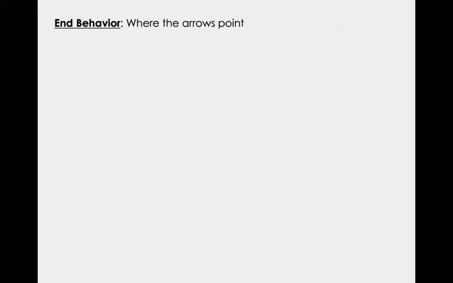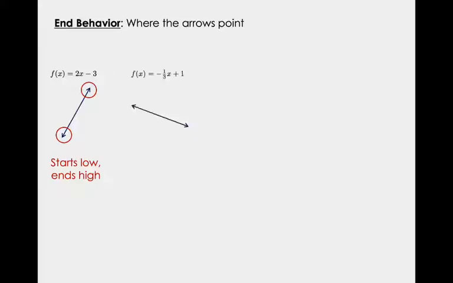Alright, so let's just start simple with one of our lines, 2x minus 3. We already graphed this one in the last video. If we look at the arrows, we would say that this graph, left to right, traveling up the line, starts down low and ends up high. On the left-hand side, it starts down at negative infinity, and ends up high at positive infinity.